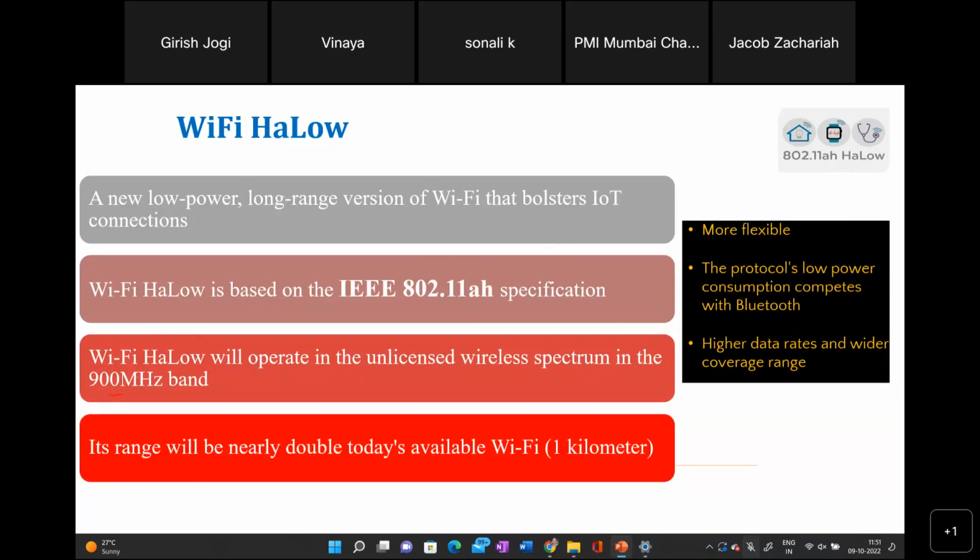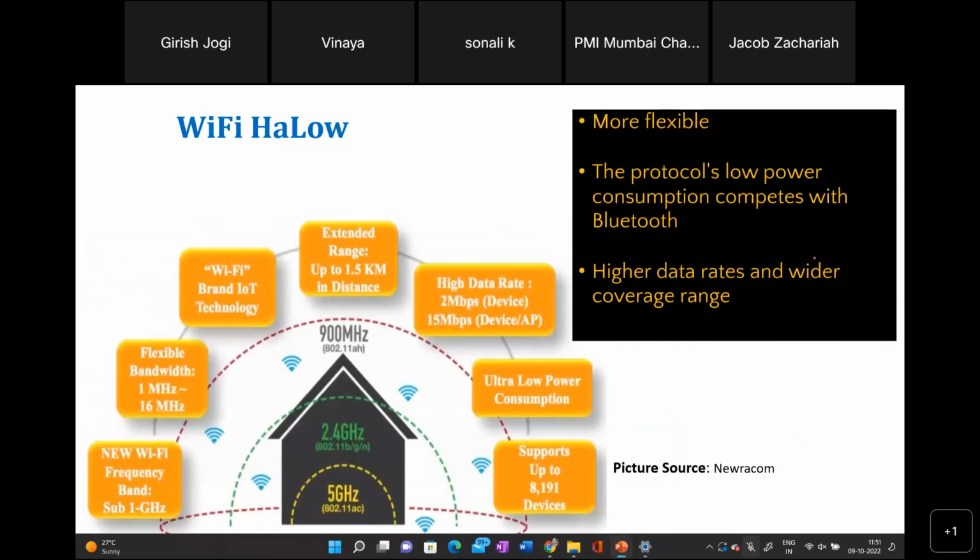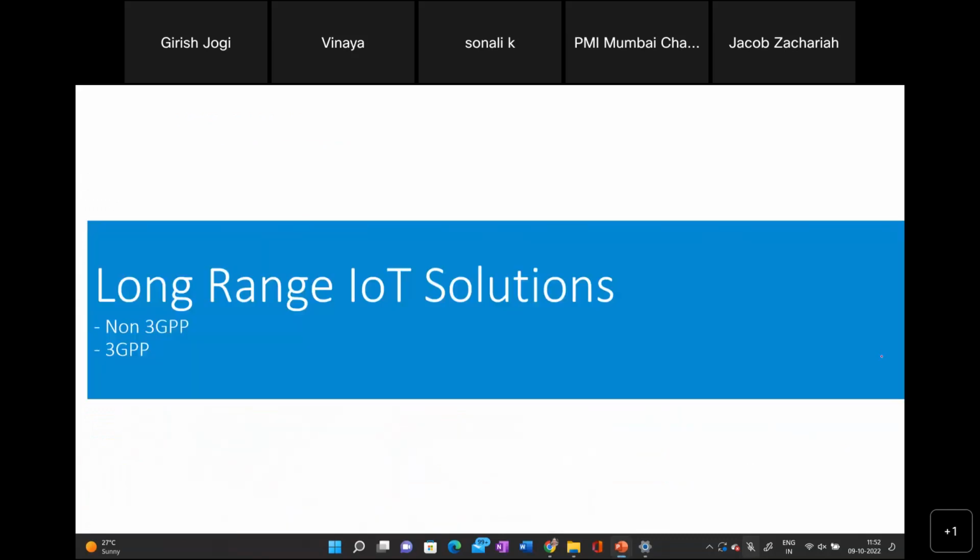So the protocol's low power consumption competes with Bluetooth. So Wi-Fi customized for the applications of IoT is Wi-Fi HaLow, or IEEE 802.11ah, and you can get a range up to 1 kilometer with it. It is still, let's say, under experimentation. So Wi-Fi HaLow, at 900 megahertz, is specially designed for higher data rates and wider coverage area, even with low power consumption.